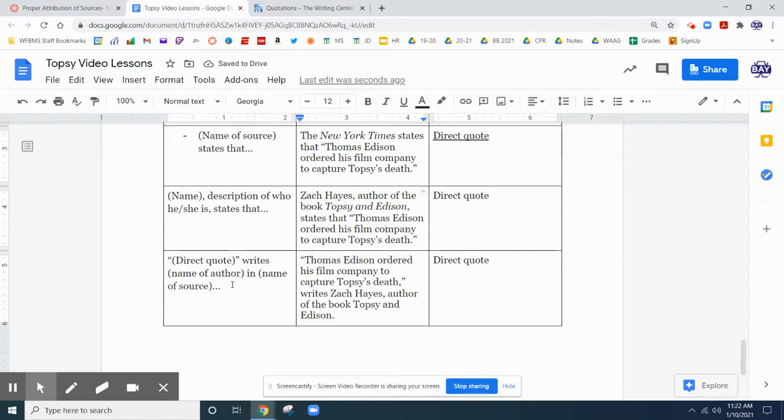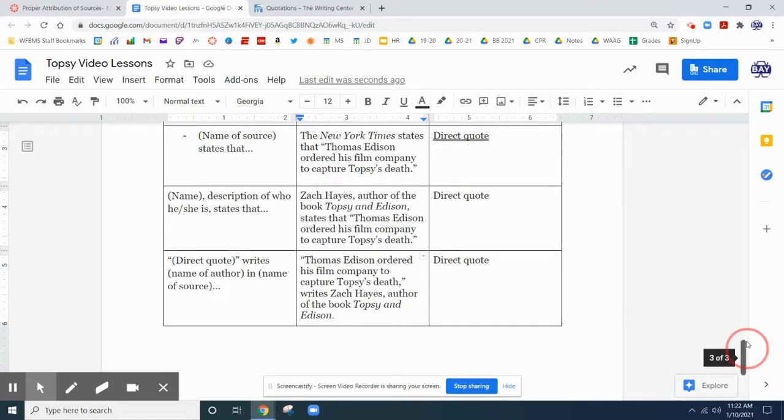And option 5, you can start with the quote. Direct quote, writes blank in blank, writes name of the author and name of the source. So it'll sound like this. Thomas Edison ordered his film company to capture Topsy's death, writes Zach Hayes, author of the book Topsy and Edison. I've got my direct quote, then the name of the author, and then where they write from.